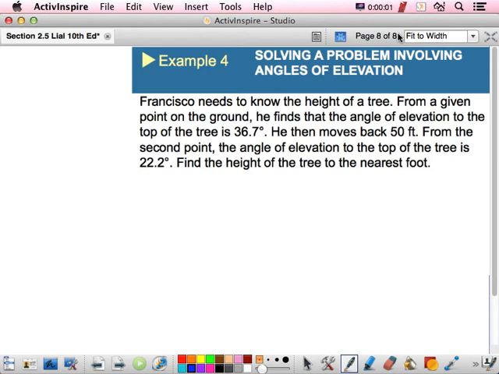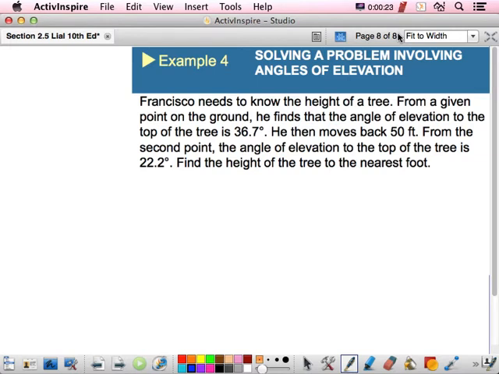For our final example, we're going to look at what's a double angle of elevation problem. So let's just kind of see what it's saying and then we'll draw it. Francisco needs to know the height of a tree. He knows that from a given point on the ground, he finds that the angle of elevation to the top of the tree is 36.7 degrees.